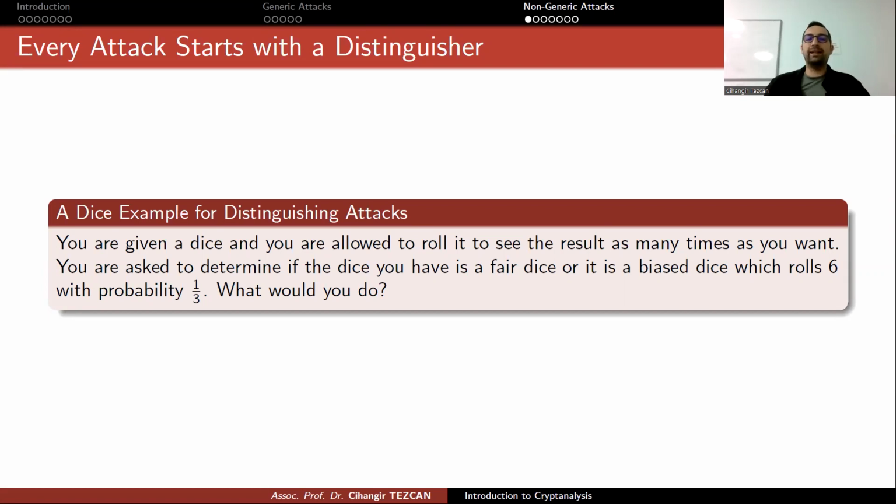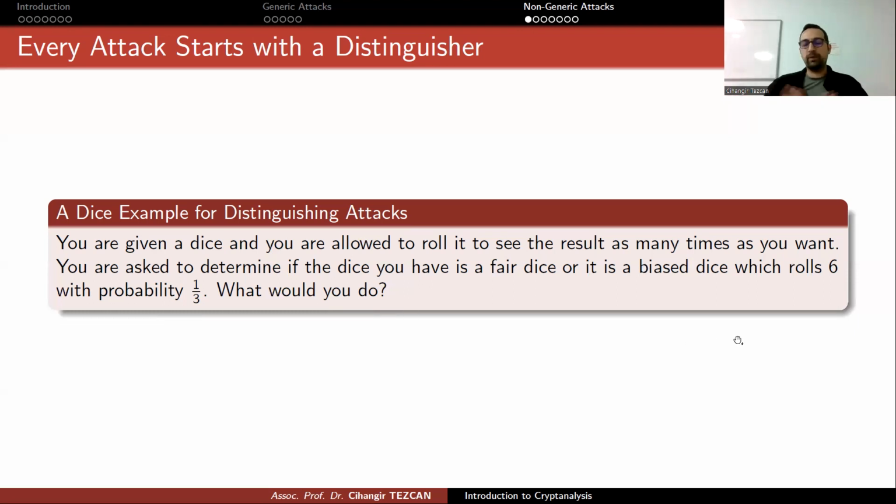You are given a dice and you are allowed to roll it to see the result as many times as you want. You are asked to determine if the dice you have is a fair dice or it is a biased dice which rolls 6 with probability 1/3. For the fair dice, this probability is 1/6. I'm assuming that dice has 6 sides, okay? Not a Dungeons and Dragons dice. So question is, what would you do?